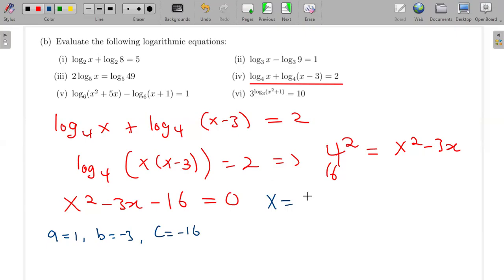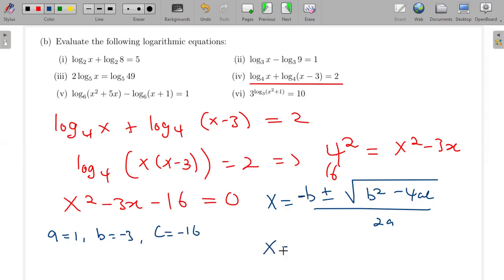Okay, it will be equal to B plus or minus the square root of B squared minus 4AC, divided by 2A. So this is the formula, right? Is it minus B? Here it should be minus B, not B. Okay, that's the formula. So we're going to say x is equal to minus B, which will just be a positive 3 because B is already a minus.